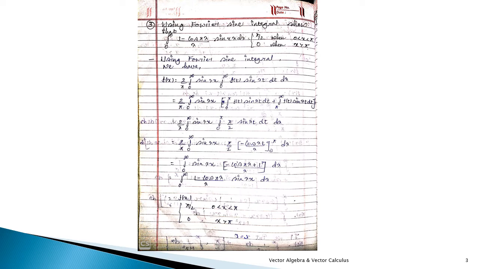You can see that it's given: using Fourier sine integral, show that the integration from 0 to infinity of (1 minus cos lambda pi) upon lambda, into sine x lambda, d lambda, equals pi by 2 when 0 is less than x less than pi, and 0 when x is greater than pi.